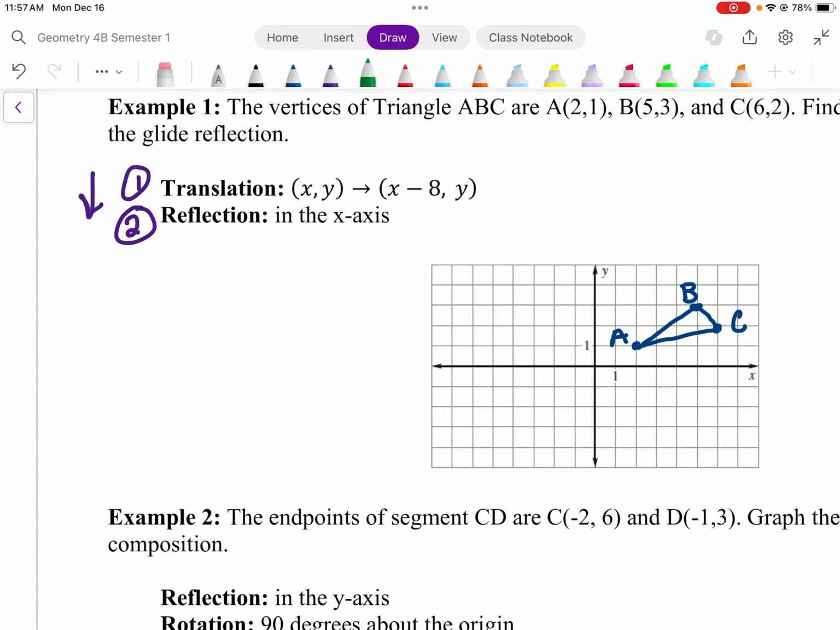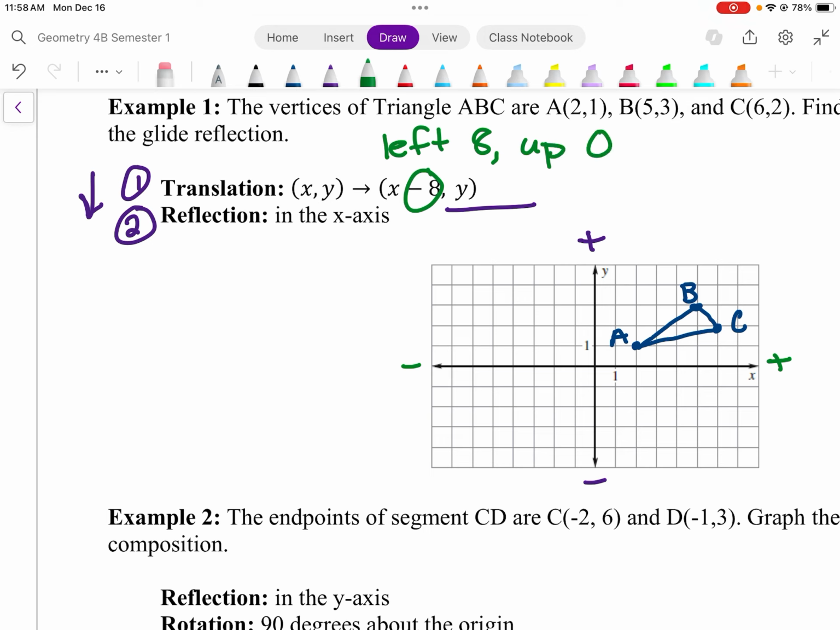So with the translation, if it is an X plus a number, we would go to the right. If it's a minus, we would go to the left. So this one is minus 8, we're going left 8. For the Y, if it's plus, we're going up. If it's minus, we're going down. This one, we're not adding anything, so we're going to go up 0. So we're going to move all three of our points, A, B, and C, left 8, and then up 0.